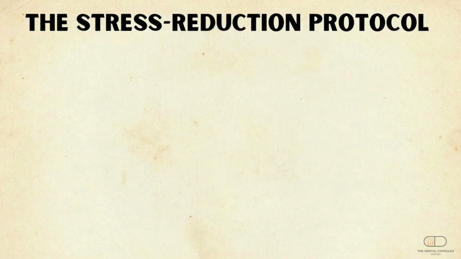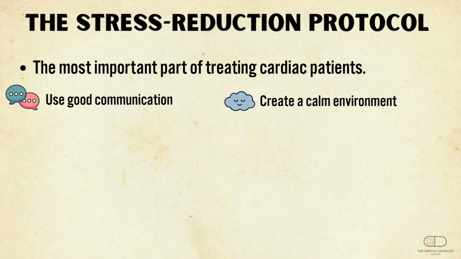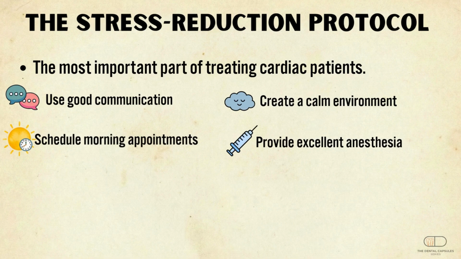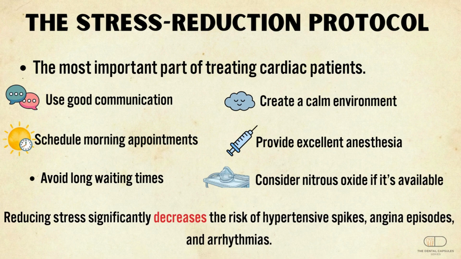And about the stress reduction protocol we mentioned earlier. This is one of the most important parts of treating cardiac patients. Use good communication, create a calm environment, schedule morning appointments, provide excellent anesthesia, avoid long waiting times, and consider nitrous oxide if it's available. Reducing stress significantly decreases the risk of hypertensive spikes, angina episodes, and arrhythmias.